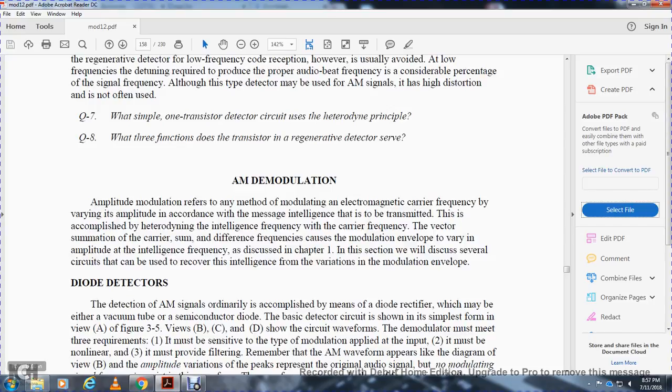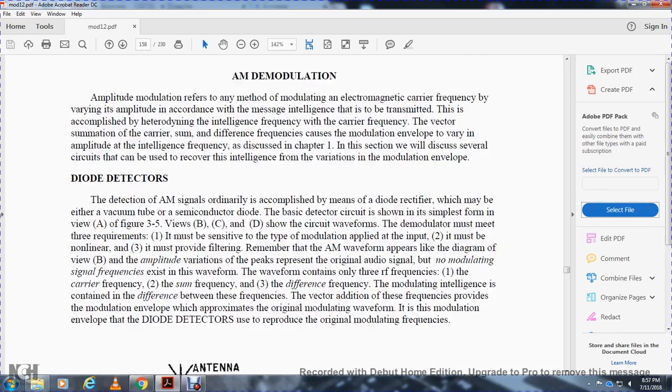Alright, amplitude modulation, demodulation. Amplitude modulation refers to the method of modulating an electromagnetic carrier frequency with the varying amplitude of the intelligence frequency, in accordance with the message to be transmitted. This is accomplished by heterodyning the intelligence frequency with the carrier frequency, producing the sum and difference frequencies, causing the amplitude modulation discovered in Chapter 1. In this section we'll discover the circuits that recover the intelligence from the variations in the modulation envelope.